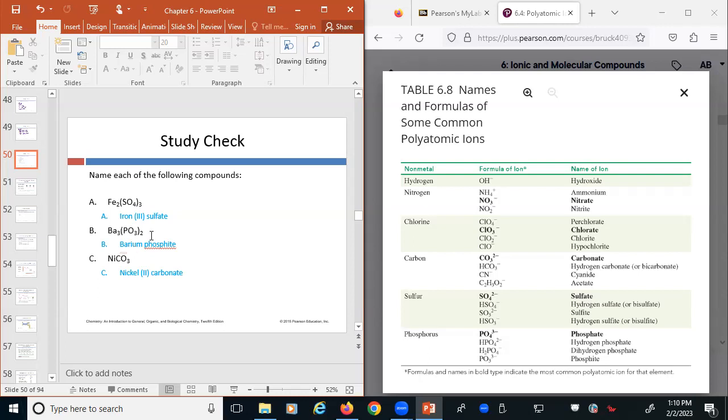Last one, you look at CO3 here, you should find carbonate. Carbonate has a -2 charge. That should have been your clue that the nickel had to be a +2, since there were no subscripts. So if you've got a compound that doesn't have subscripts, you got to pay special attention to what the charge is on the polyatomic ion, because that's going to tell you the charge on the metal as well.